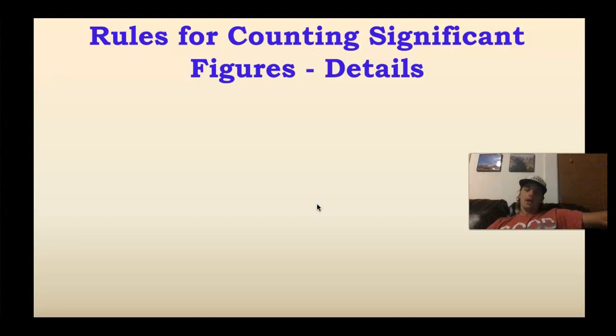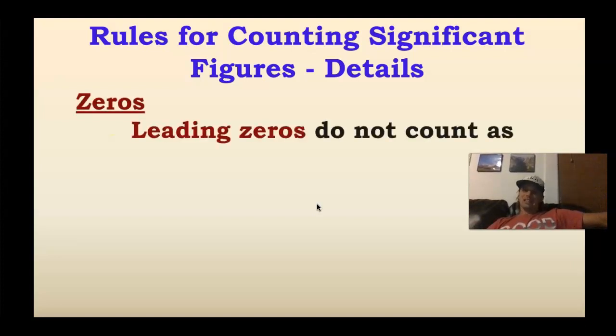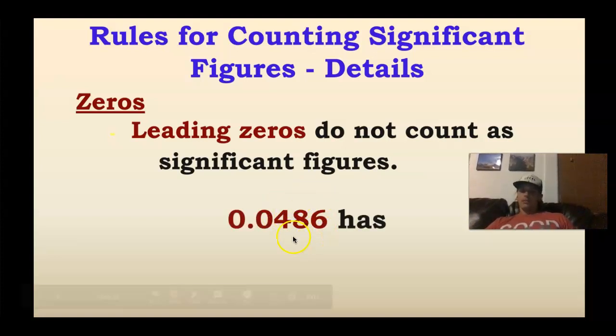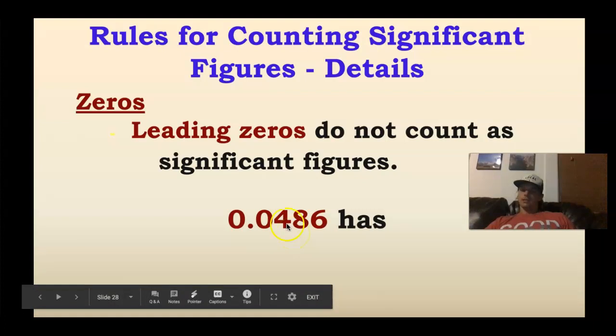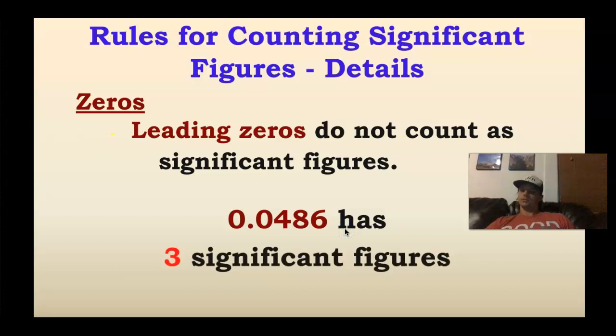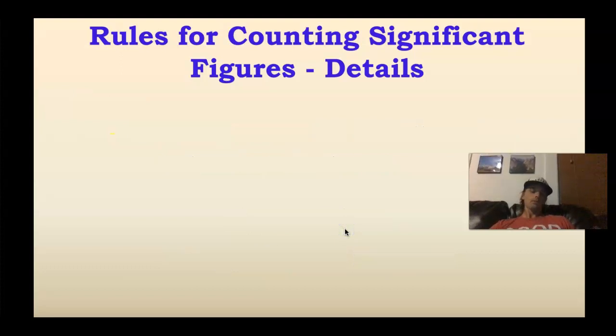Next, rules that involve zeros, leading zeros. When you hear the term leading, you should think in front. So zeros in front of a number are never significant. An example of that: here I have 0.0486. Notice there's a couple zeros in front of it. Those are leading zeros, not significant. Now remember, non-zero digits are, so that's 1, 2, 3 sig figs.